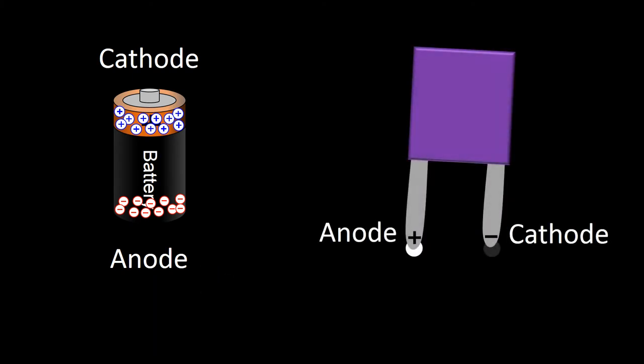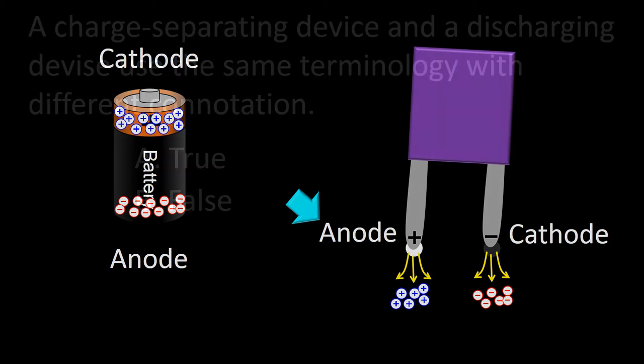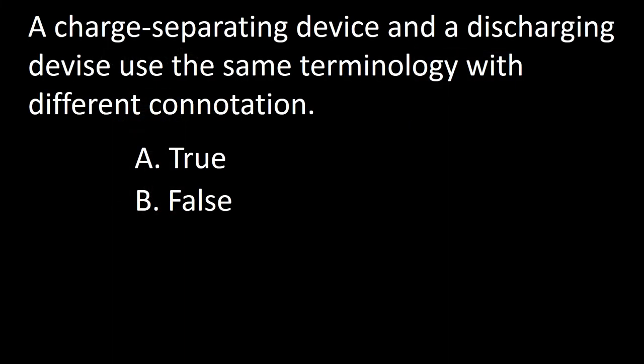And a stimulator is a discharging device. Notice that the terminal of the discharging device discharging anions, that is the negative terminal, is the cathode. The other terminal discharging cations, the positive terminal, is the anode. So the answer to this question is true.